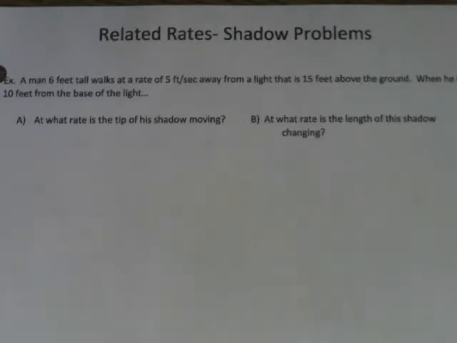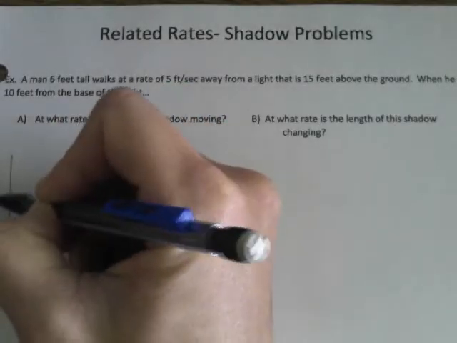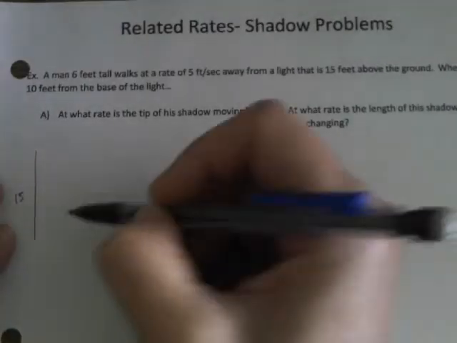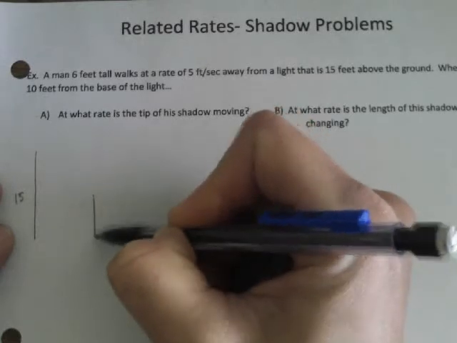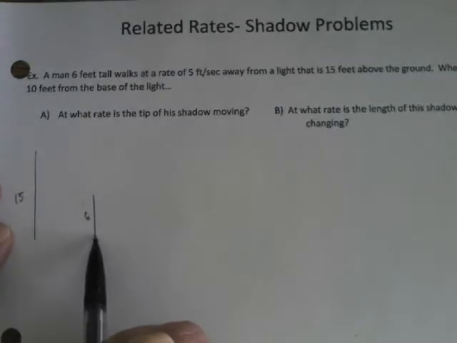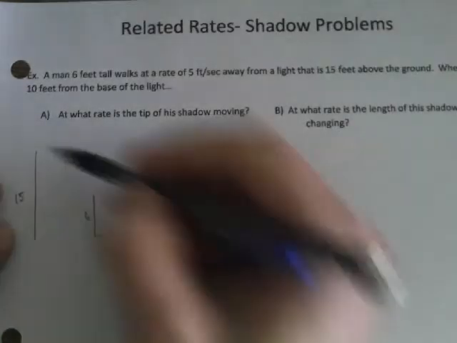The related rates, shadow problems. This is really the last category that we'll do. So we have a man 6 feet tall, walks at a rate of 5 feet per second away from a light that is 15 feet above the ground. So here's my light, 15 feet above the ground, and a man who's 6 feet tall, is walking at a rate that's 5 feet per second.